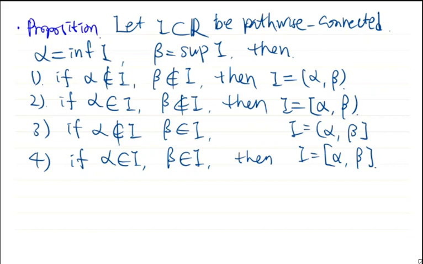Okay. So this proposition completely describes all pathwise connected subsets of the one-dimensional Euclidean space, that is, the set of all real numbers. Okay. So let's prove this proposition. The four cases here are similar. Therefore, we only prove the first case. You can prove the other cases later.